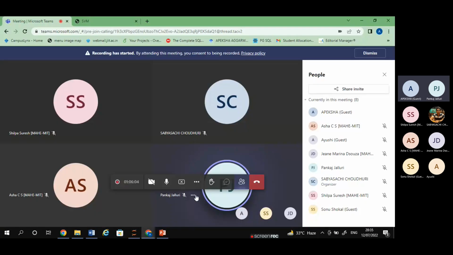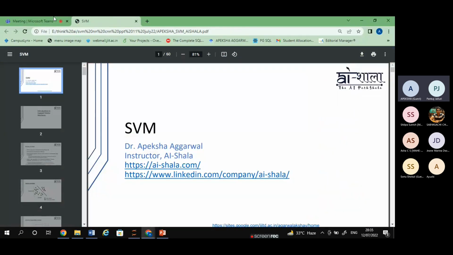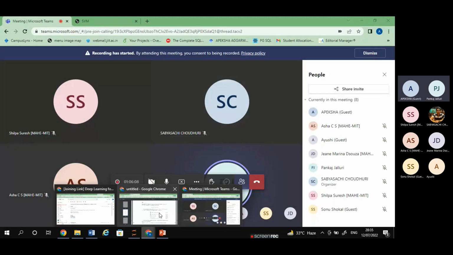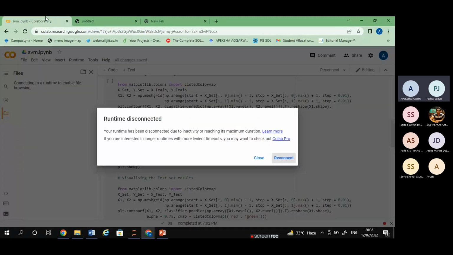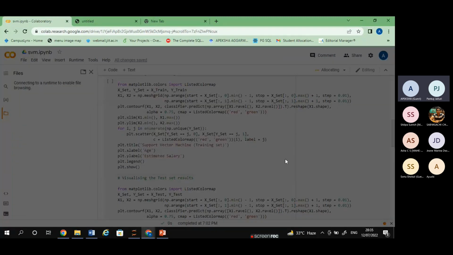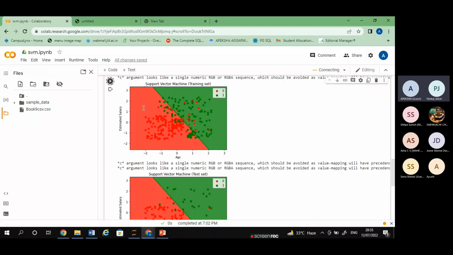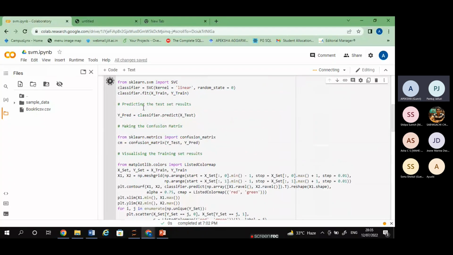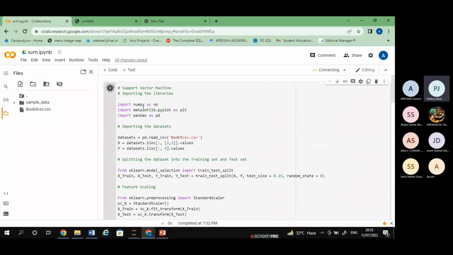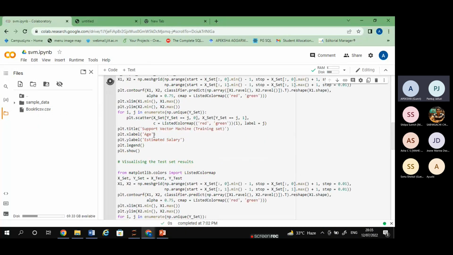Now because we are short on time, I'm going to quickly go to the code I have done for you guys. So this is the support vector machine code in Python. I hope my screen is still visible to you all. Yes, yes. Okay. So this is the data set. I can show this data set to you.